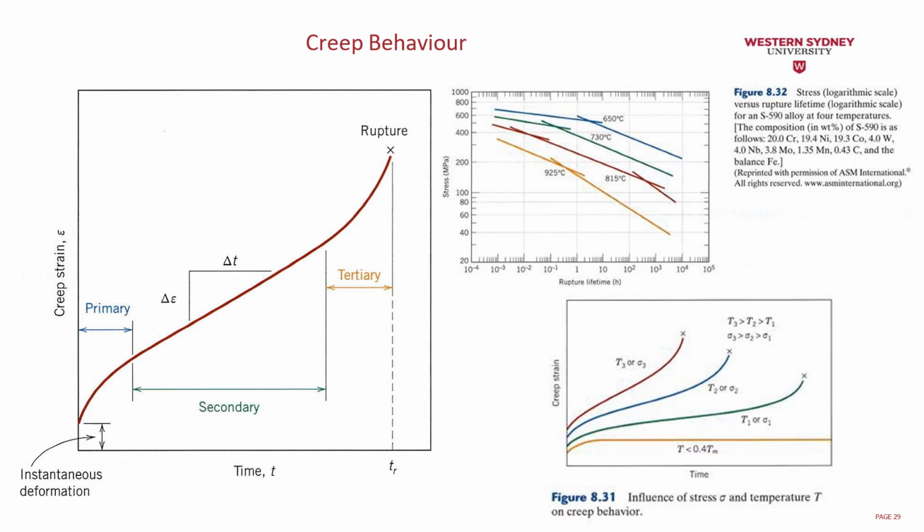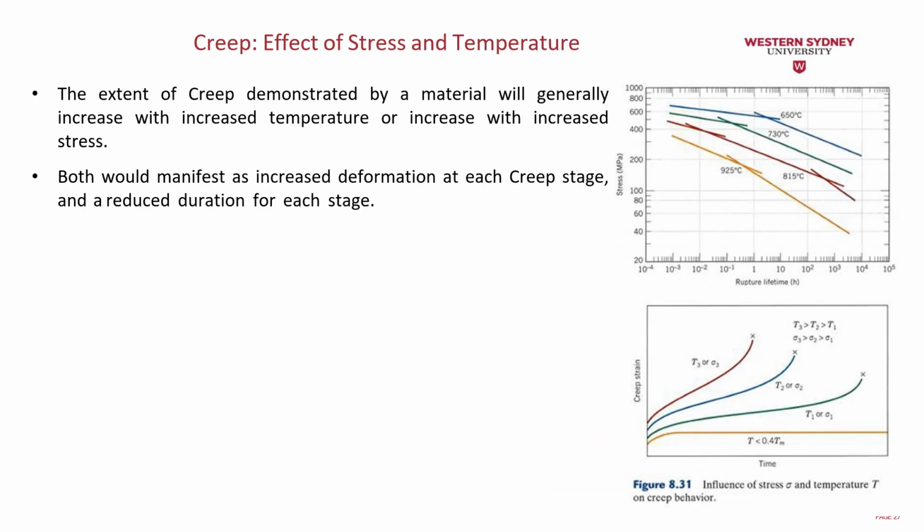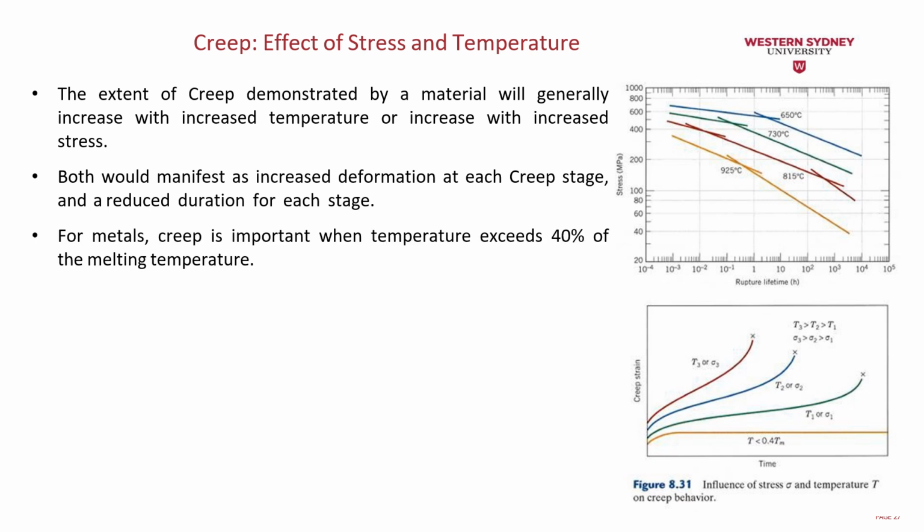That one is creep strain against time, with the equation for sigma against the time. t is the time, and sigma is the stress we are going to apply. As for the effects of temperature, the extent of the creep demonstrated by the material will generally increase with increased temperature or increased stress. Both will manifest as increased deformation at each creep stage and a reduced duration for each stage. For metals, creep is important when the temperature exceeds 40% of the melting temperature.